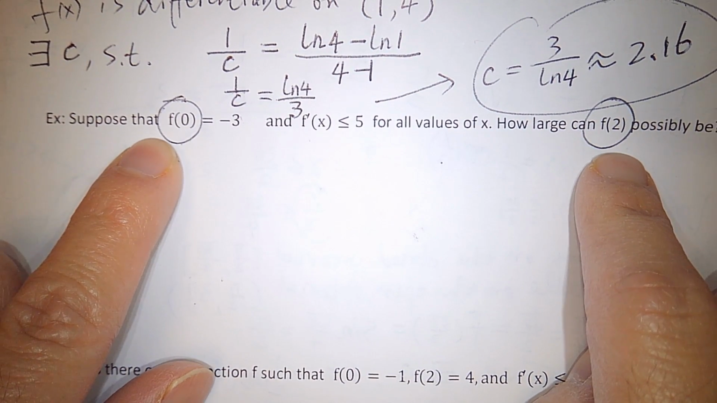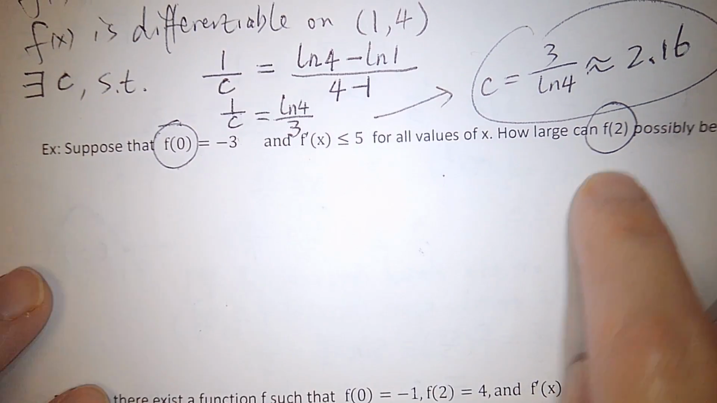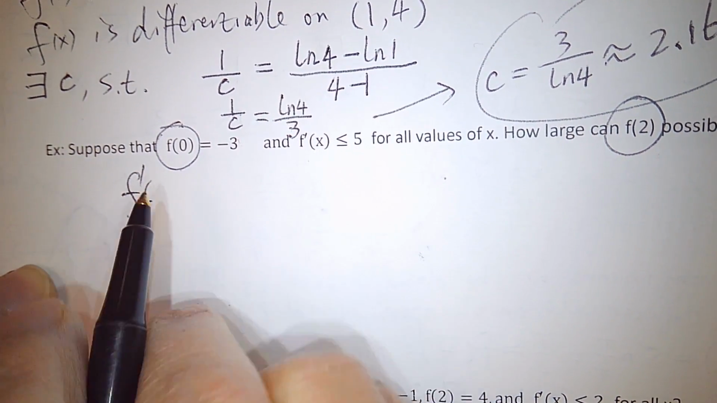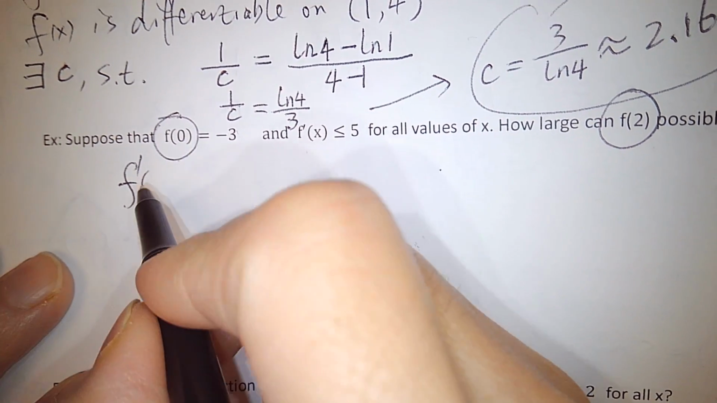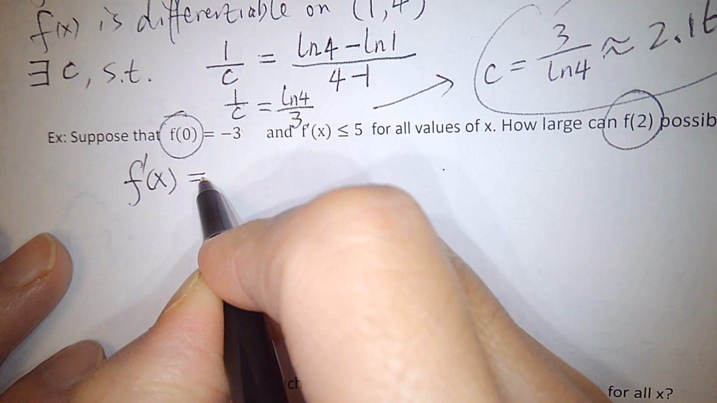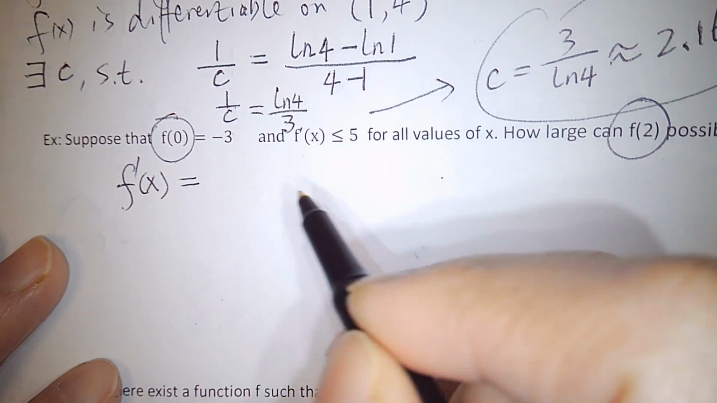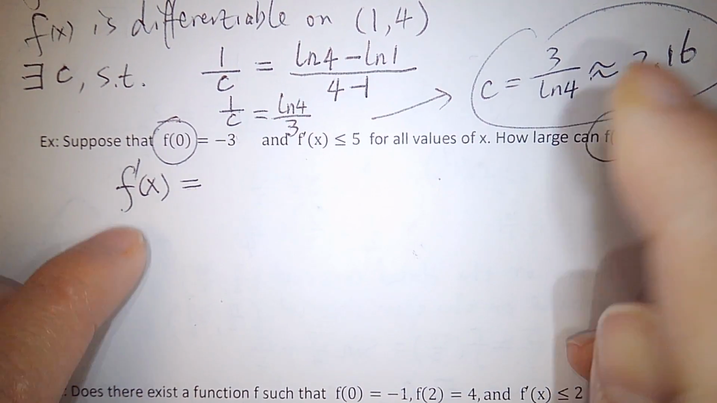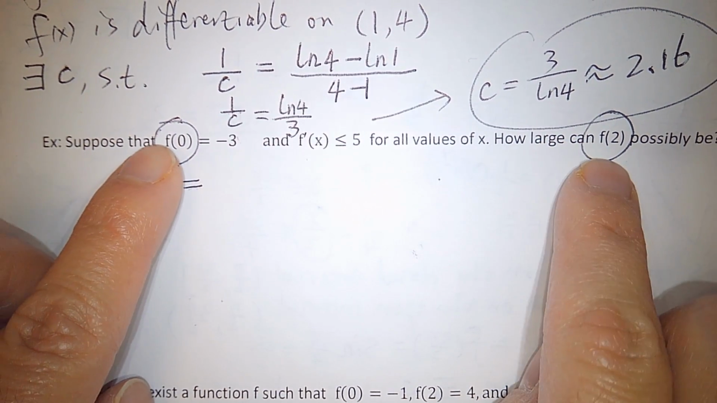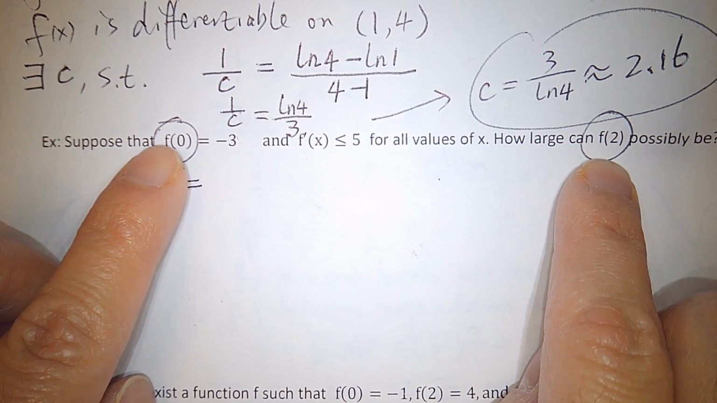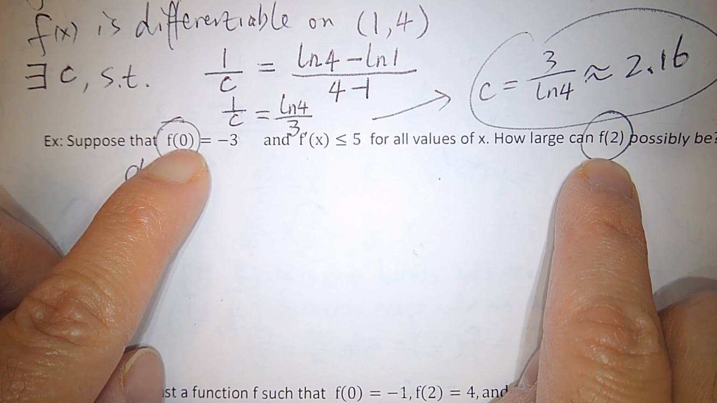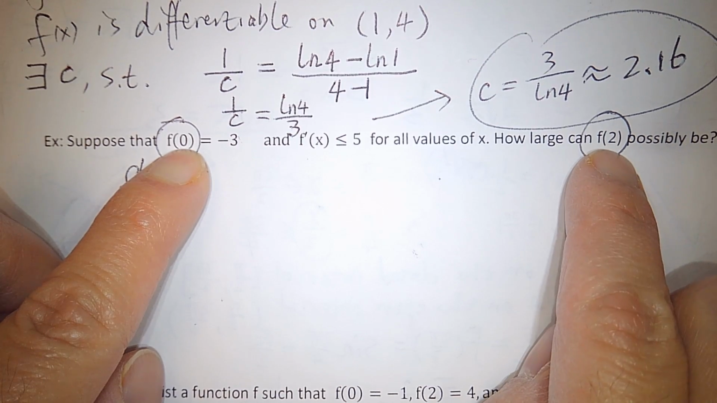Mean value theorem. Remember the mean value theorem? F prime of c, well, we don't have c, so use x, equals what? That's f of b minus f of 0 divided by b minus 0. From the given information, guys, can you tell what is the b value, what is the a value? What is the a value? 0.